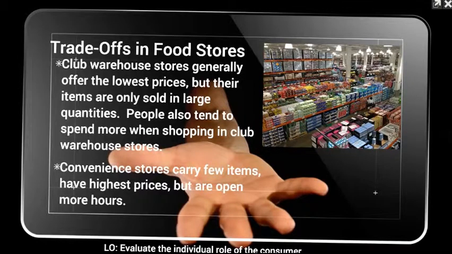Trade-offs in food stores. Club warehouse stores generally offer the lowest prices, but their items are sold in large quantities. People also tend to spend more when shopping in club warehouse stores. Convenience stores carry few items, and they have the highest prices, but they're open for more hours.